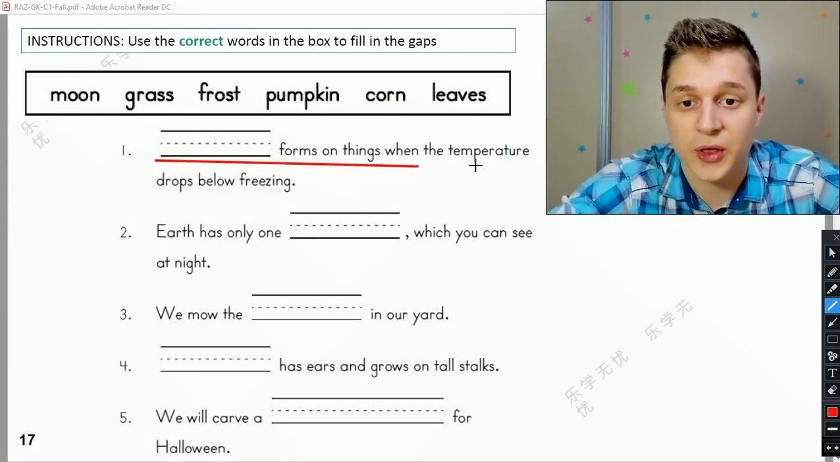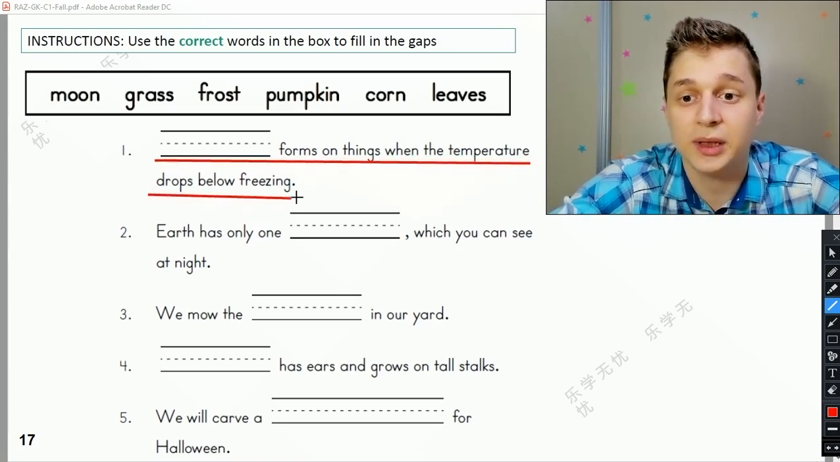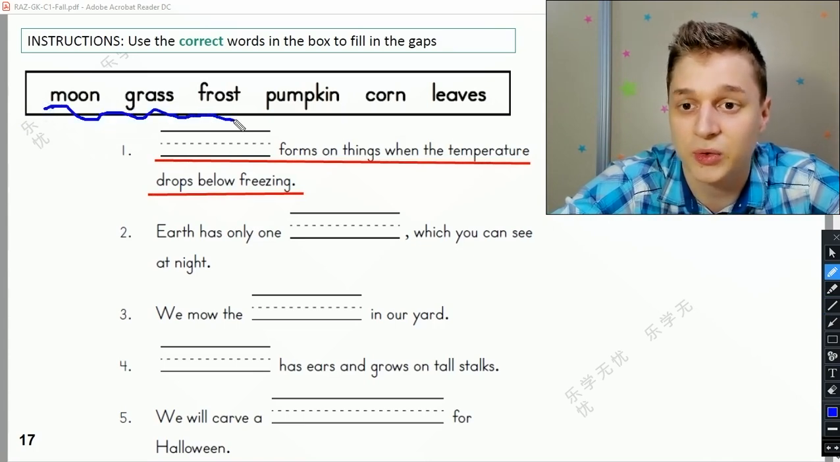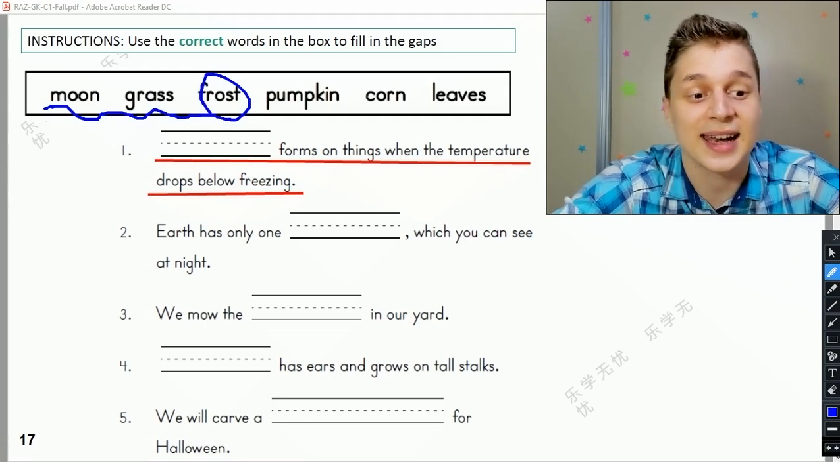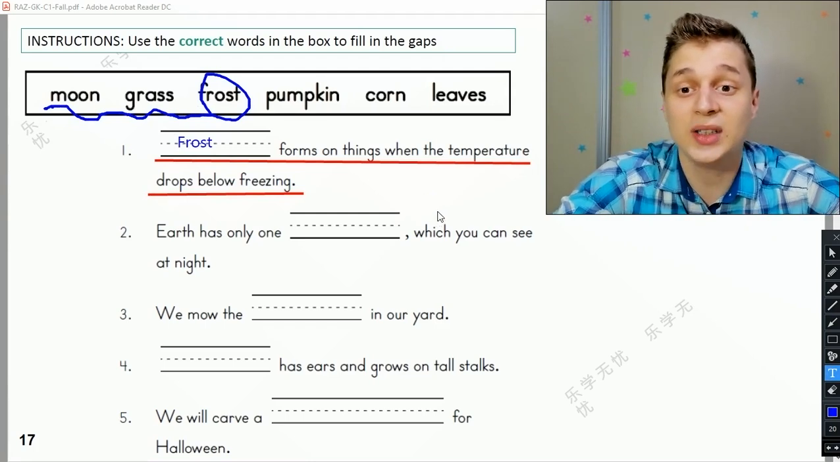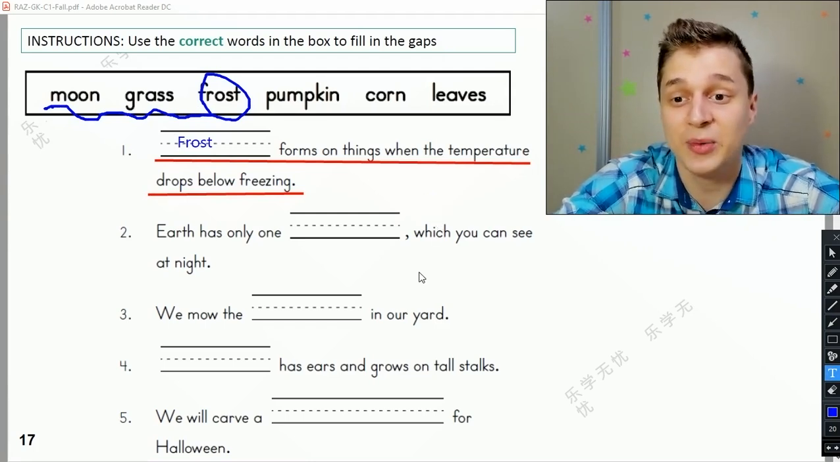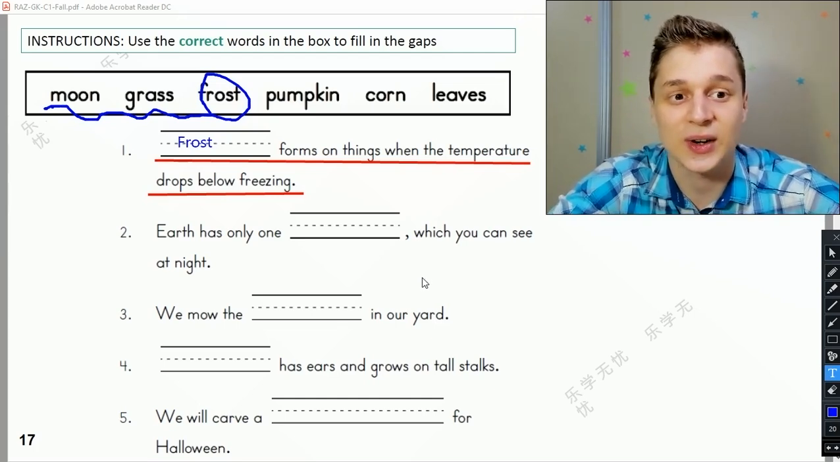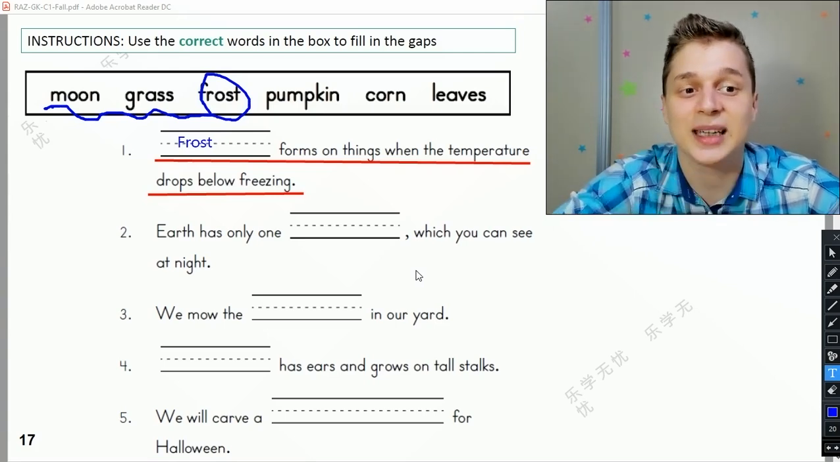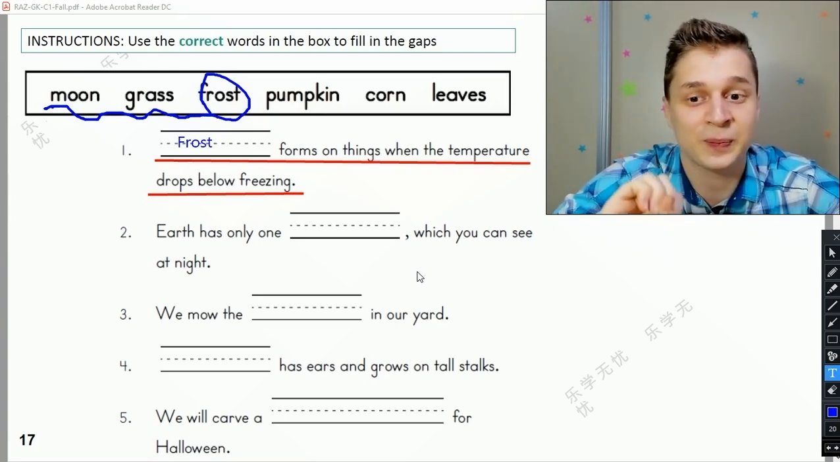Something forms on things when the temperature drops below freezing. Something forms on things. Moon doesn't do it. Grass doesn't do it. Frost. I found it. Now I need to read the whole sentence out loud. Frost forms on things when the temperature drops below freezing. You guys can do the rest on your own. Stop the video, finish the exercise, and I will give you answers in 3, 2, 1.